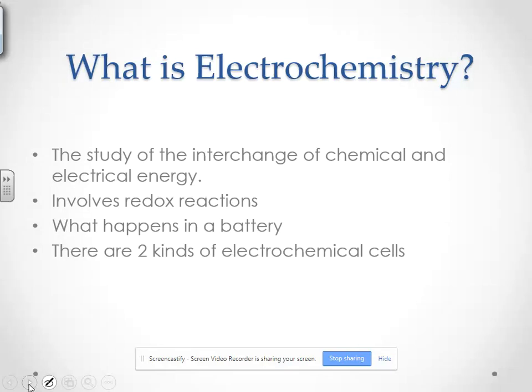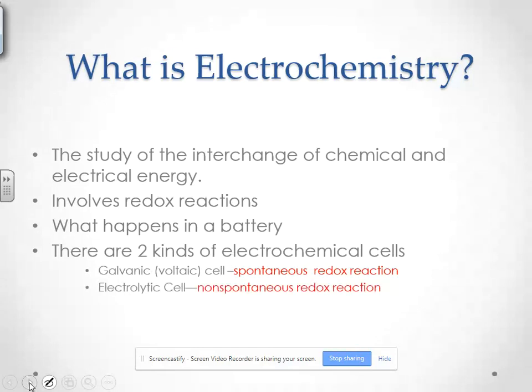There are two types of electrochemical cells that we're going to study in this unit. We have galvanic cells, which are also known as voltaic cells. In these type of electrochemical cells, you have a spontaneous redox reaction taking place. The second type of electrochemical cell is called an electrolytic cell. In an electrolytic cell, a non-spontaneous redox reaction is occurring. So in order to power an electrolytic cell, you do need an outside power source, such as a battery.